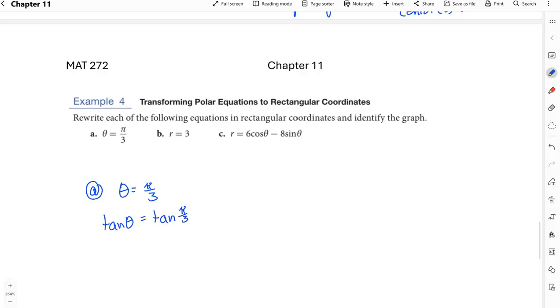I can find the tangent of pi over 3 using my unit circle is the y value divided by the x value. And if I do keep change flip, I'm going to get square root of 3. Tangent is y over x. And if I multiply both sides by x, then I'm going to get the line y equals square root of 3 times x.